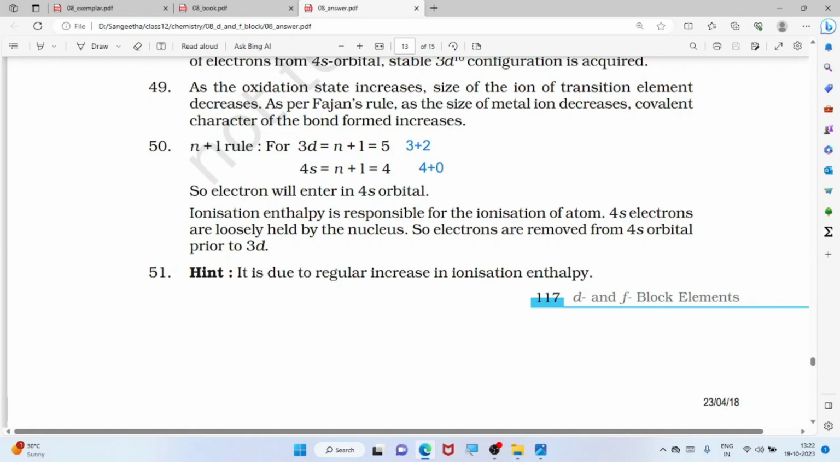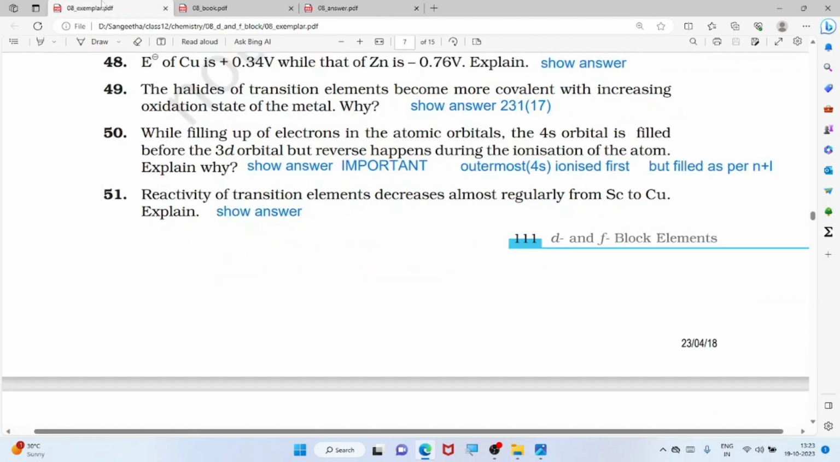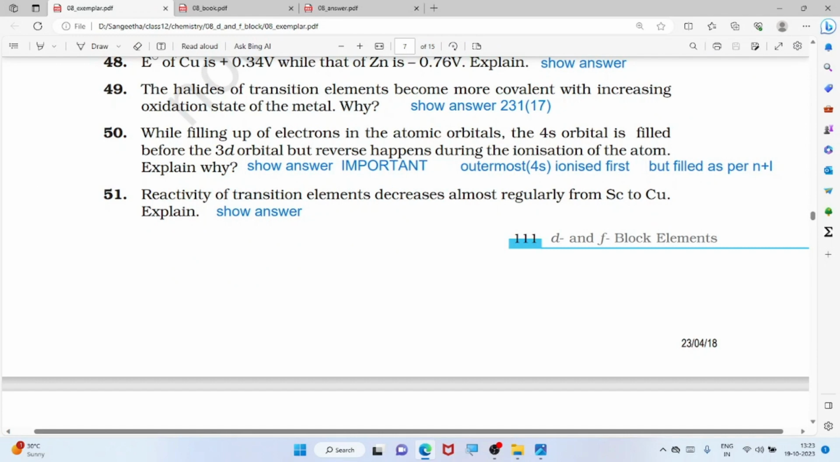Filled as per this rule. Okay, the 4s will be filled first because n plus l is 4. This is n plus l 5 here. So 4s then 3d. This is the way it is filled, but ionization enthalpy is responsible for ionization of the atom. Okay. The 4s electron is loosely held, so that will come out first before the 3d electrons. So this is the important thing. Okay. During filling up and during ionization, which comes first?